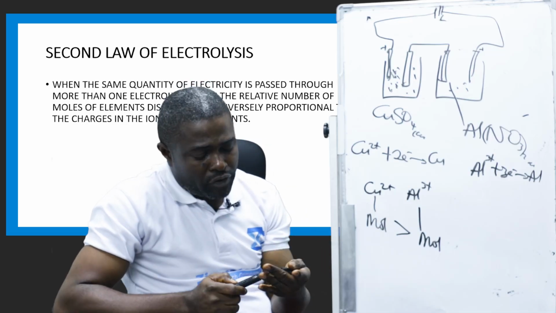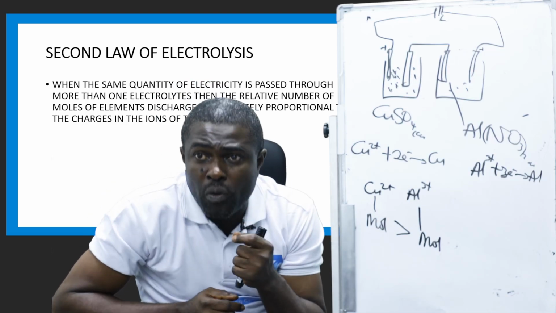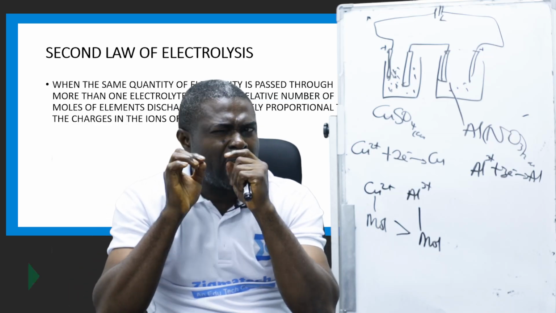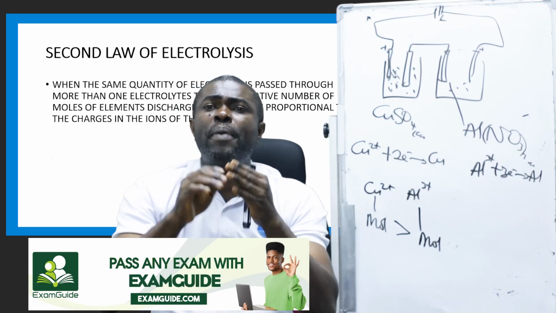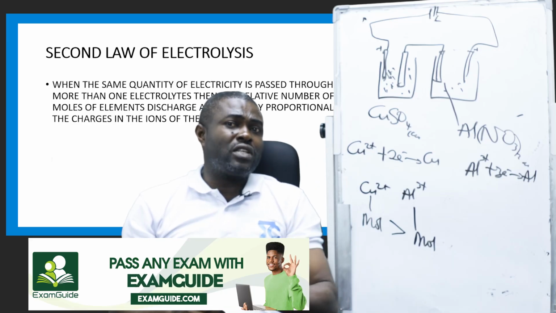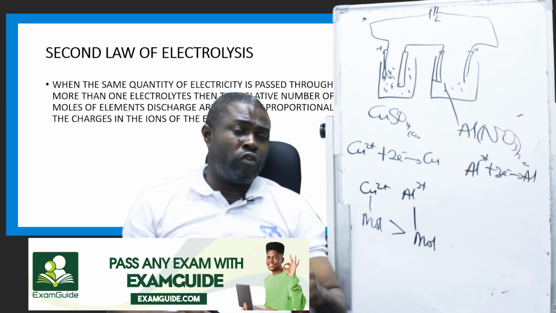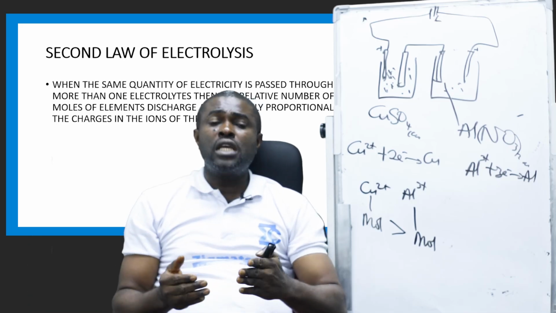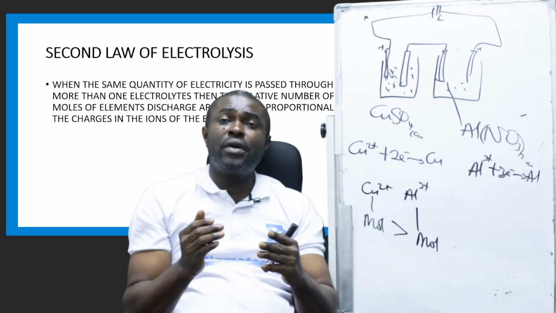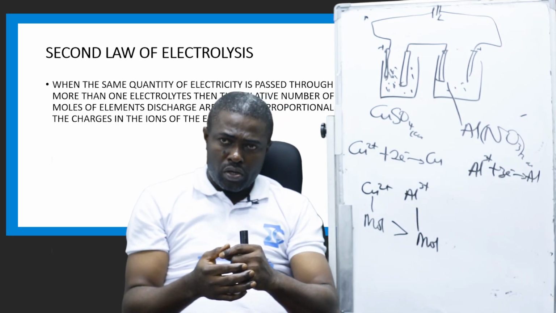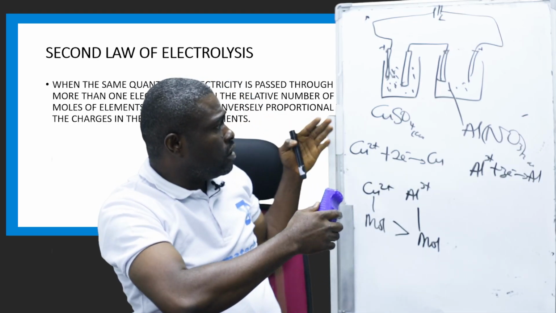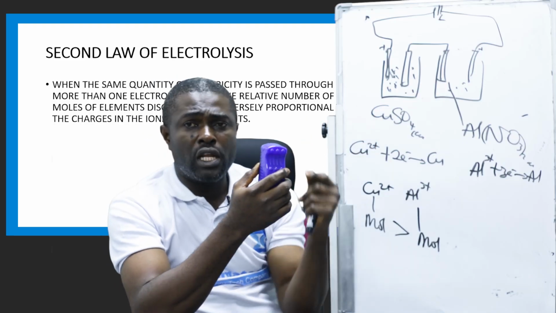One question will be enough to take care of it. Now it says, when the same quantity of electricity is passed through more than 1 electrolyte, then the relative number of moles of elements discharged are inversely proportional to the charges in the ions of the element. Now let us see how we can do 1 or 2 calculations based on this second law.